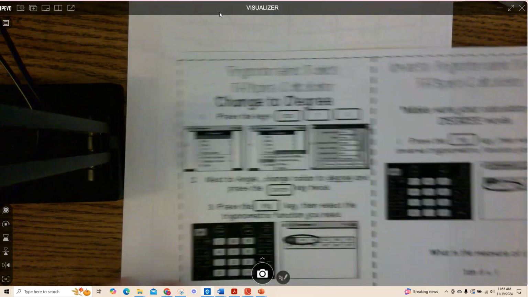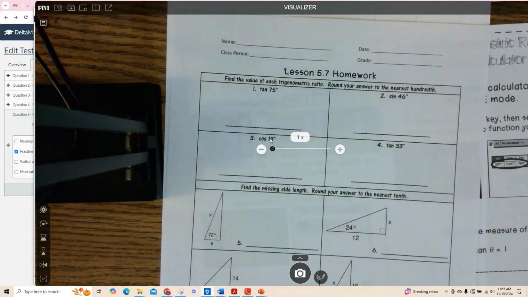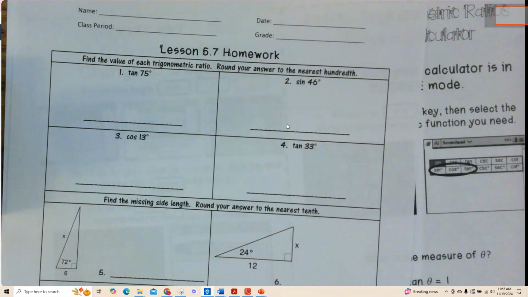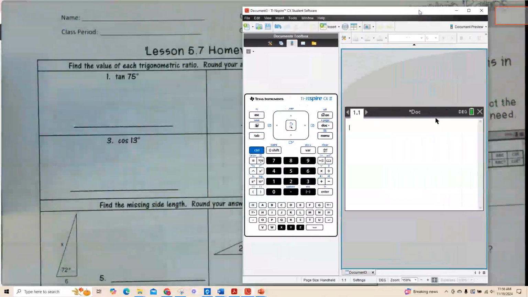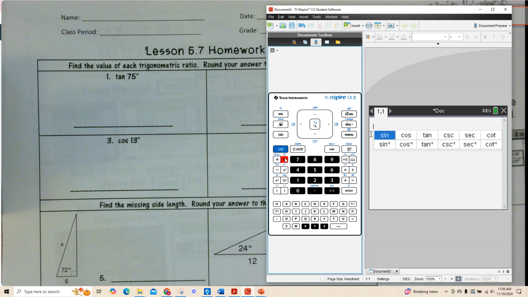All right. So the first half of this page, we're just going to practice typing these in and where to find these keys on the calculator. So the first one says the tangent of 75. So in your calculator, right under the control key, you'll see a little key that says trig. If you click that, all of those ratios pop up. So we need tangent. There's a difference between tan and tan to the -1. We'll mess with this one tomorrow. So just make sure you click just the tan one.